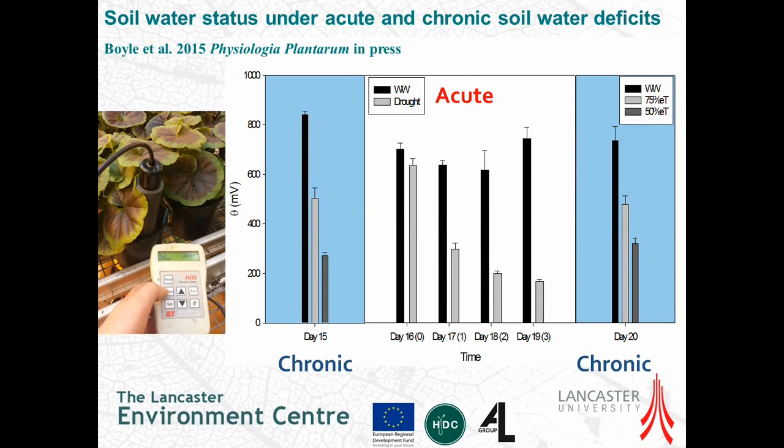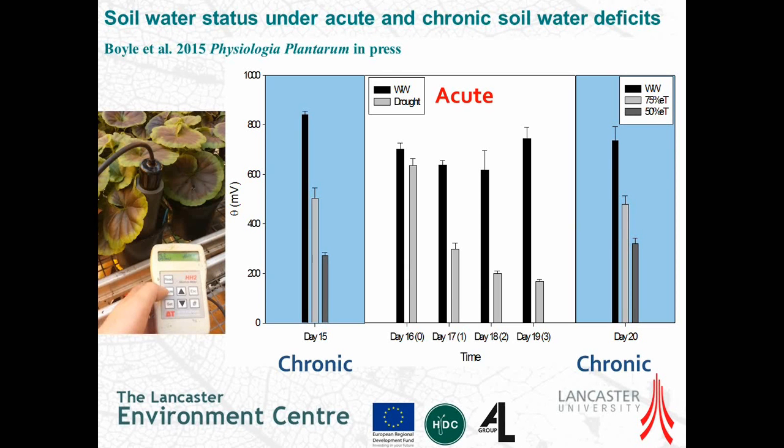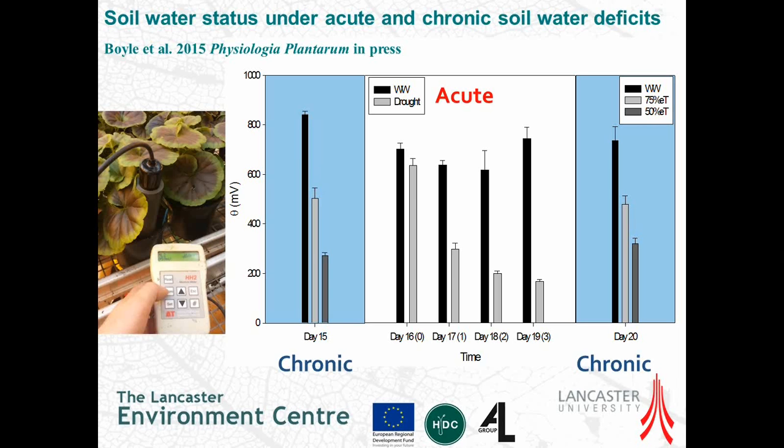So we can see with our chronic water deficit, it was applied for a much longer period of time, but by the end of the experiment, there was basically a sort of stable soil water content in those pots. Contrast that with our acute water deficit, where we can see that soil moisture rapidly declined in those pots compared to our well-watered plants. So that was the imposition of soil moisture content.